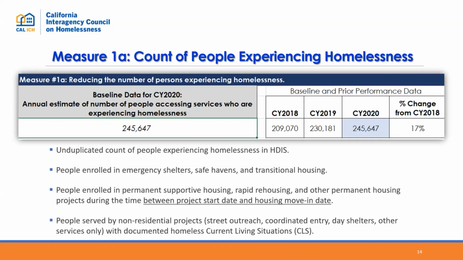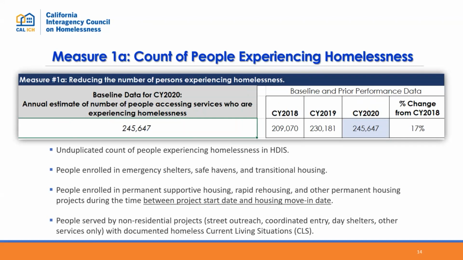As discussed, to determine if a person served in a non-residential project was experiencing homelessness, the Measure 1A calculation considers several factors. The person must have at least one contact date between their project start and end date where there was a recorded current living situation, indicating a homeless situation. For example, a person who was enrolled in a coordinated entry project with a documented living situation of a place not fit for human habitation on a date that falls within their project enrollment and occurs during the reporting period would be counted in Measure 1A even if they had no enrollments in the year in an emergency shelter, transitional housing, or street outreach project.